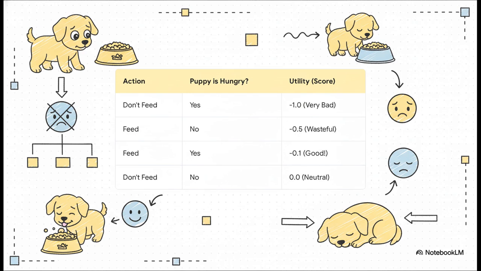Not feeding a hungry puppy, that's the worst possible outcome. A utility score of -1. Very bad. Feeding a puppy that isn't even hungry, well, that's a bit wasteful, so we'll give it a -0.5. Feeding a hungry puppy? Great. That's a good outcome, only -0.1. And doing nothing when the puppy isn't hungry, that's our baseline. A neutral 0. The algorithm will now just choose the action that leads to the best possible score.